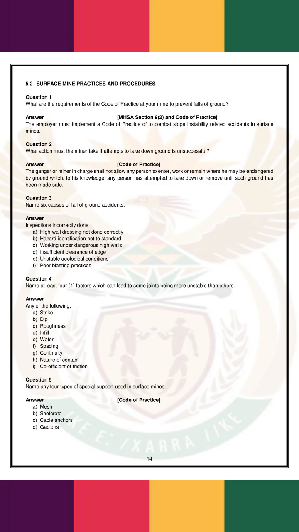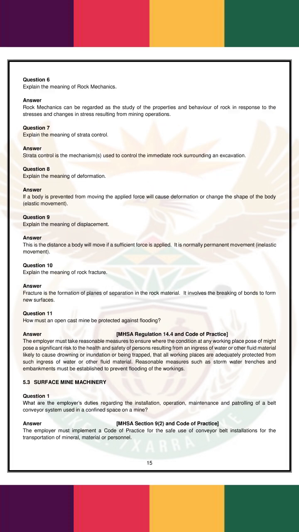Question 5. Name any 4 types of special support used in surface mines. A. Mesh. B. Shotcrete. C. Cable anchors. D. Gabions.